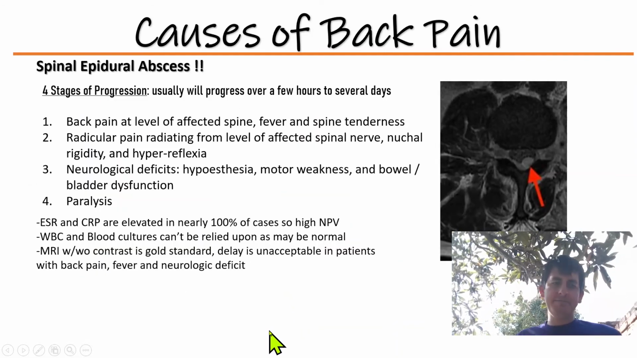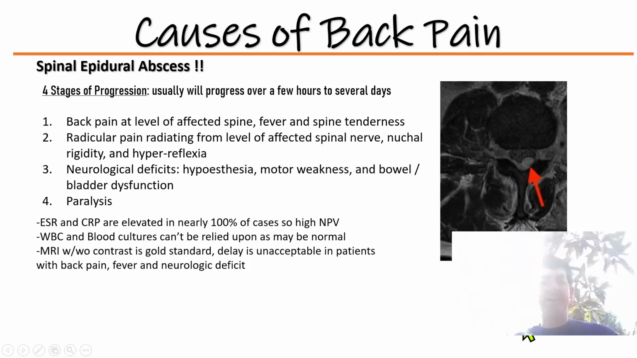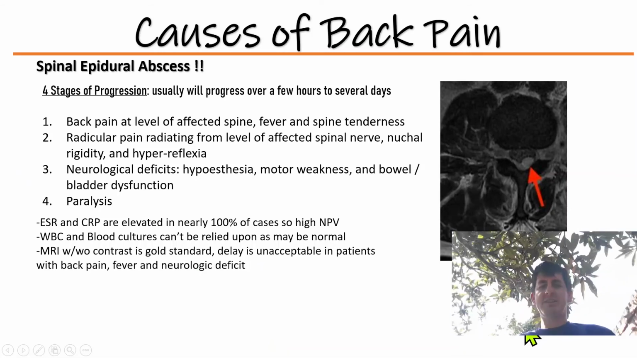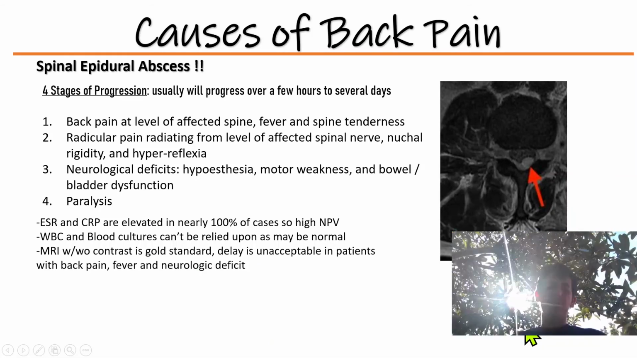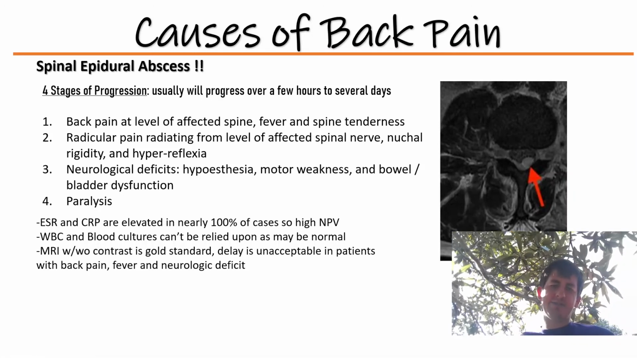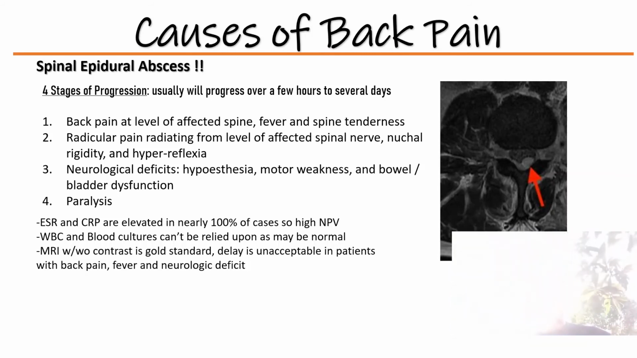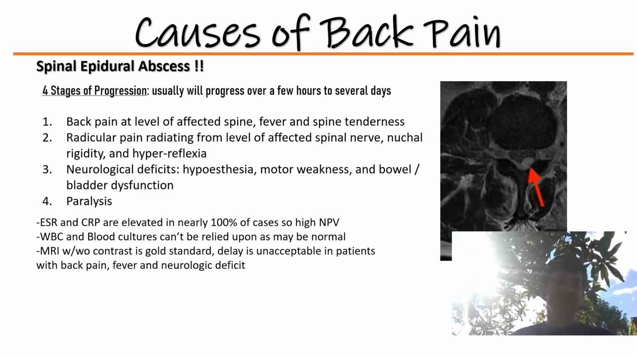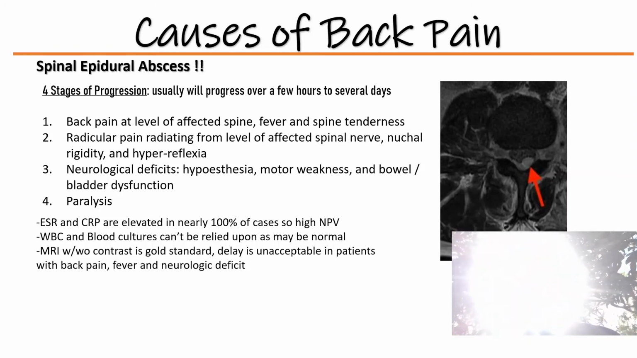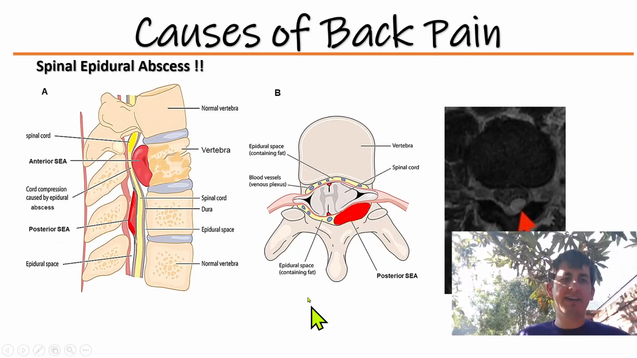miss. The ESR, CRP, thankfully, they're elevated in nearly 100% of cases. So if these are normal, you feel pretty good. But if they're abnormal, MRI with and without contrast, gold standard. And if they have this triad, just get that MRI. Delay is unacceptable in these cases. And white blood cell count and cultures can't be relied upon. Many may be normal.